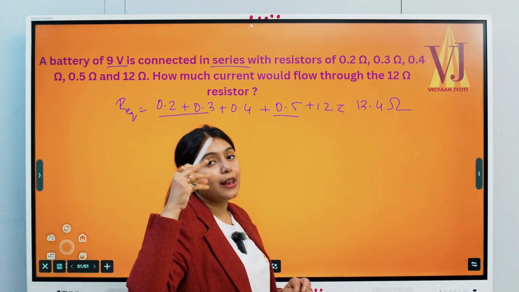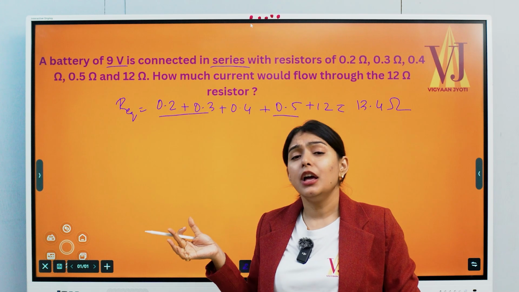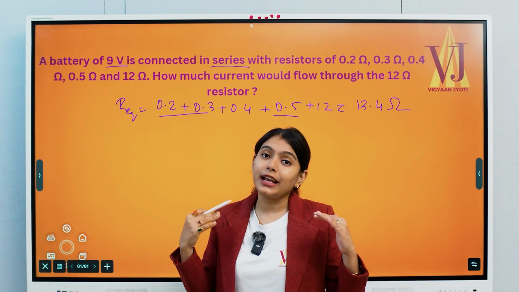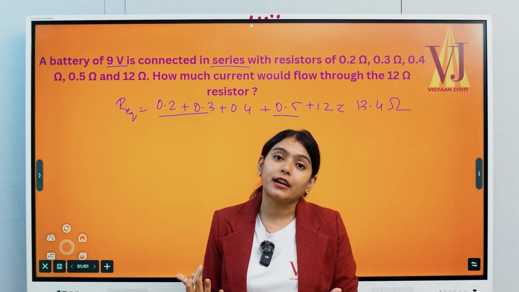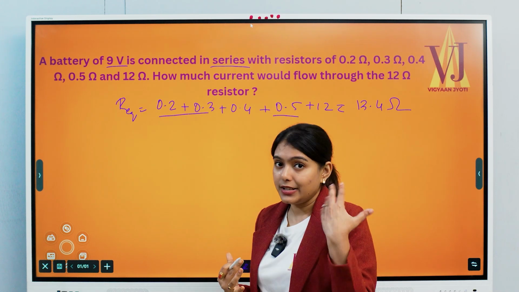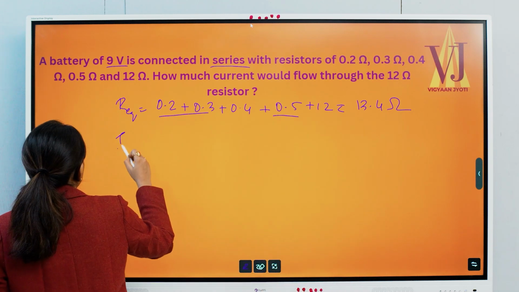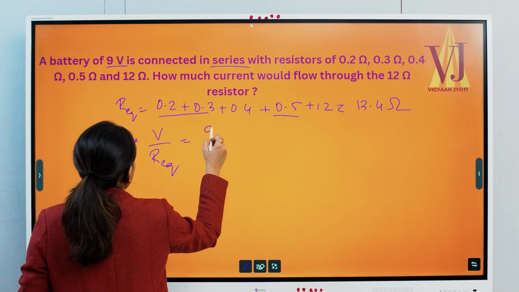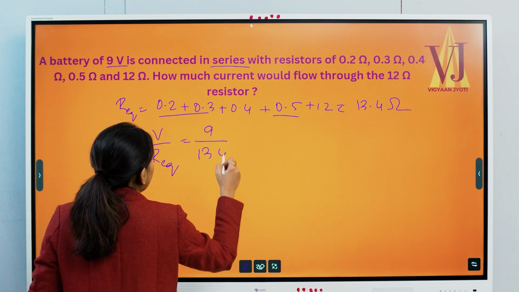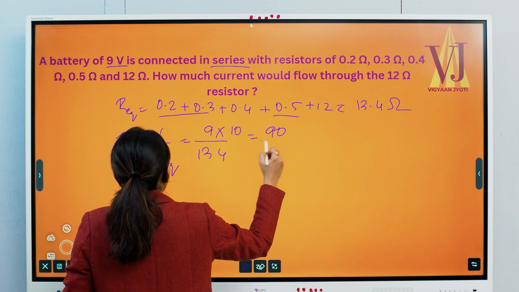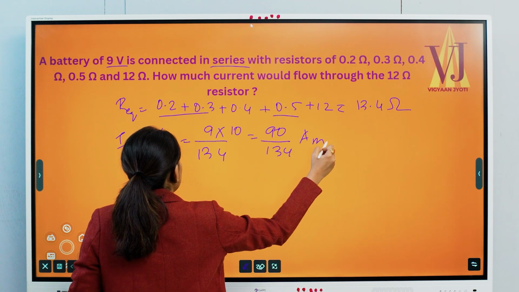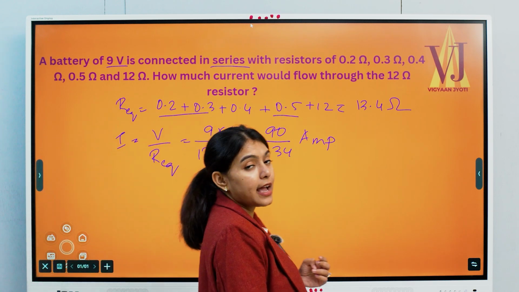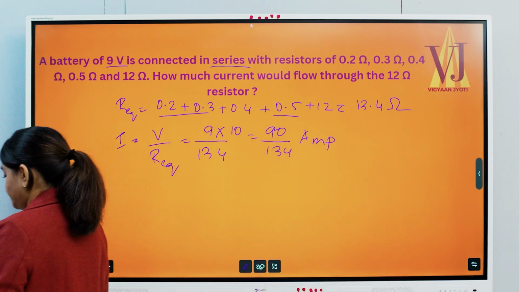Now, we know in series, if you have the data of overall voltage and overall resistance, then you can get the overall current. And we know in series the overall current is the same current that is specific to each and every resistance, right? So I will find out the current like this. Overall my voltage is how much? 9, and equivalent resistance is 13.4, so 90 by 134 ampere. Fine, this is the current that is flowing through the 12 ohm resistor also. Why? Because they are in series. Clear? Next.